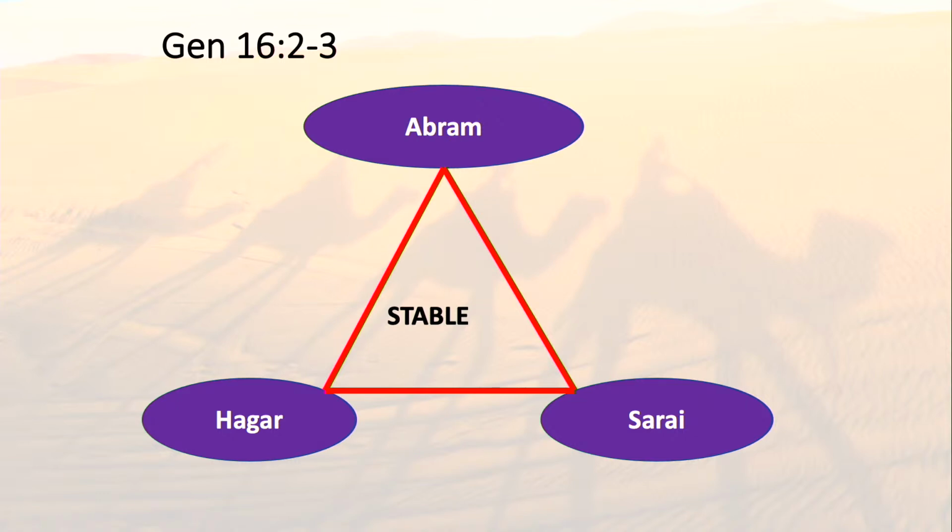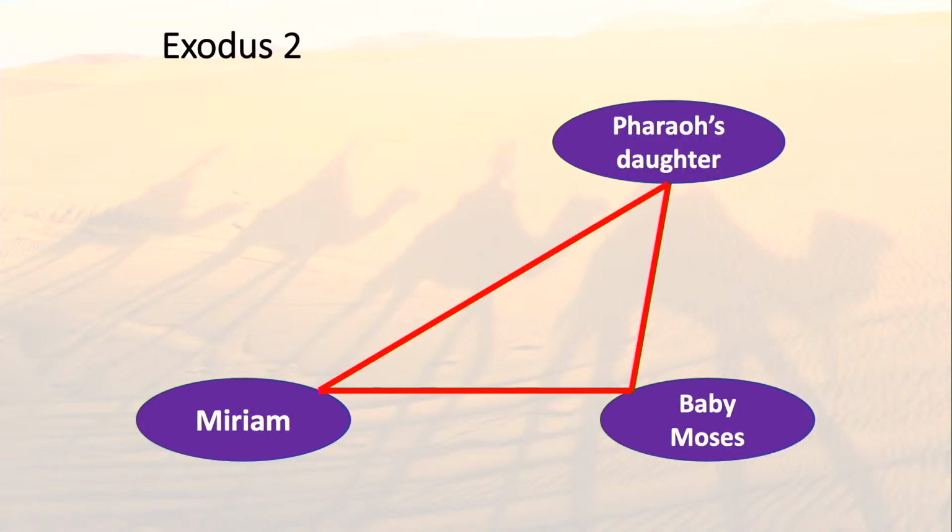So this is a stable triangle right now. And stable triangles resist change. Doesn't mean they can't change, but they resist change. But we know that this triangle changes later on, right? There's some distress that Hagar and Sarai experience. But right now, at Genesis 16, verse 2 and 3, there's a stable triangle right here.